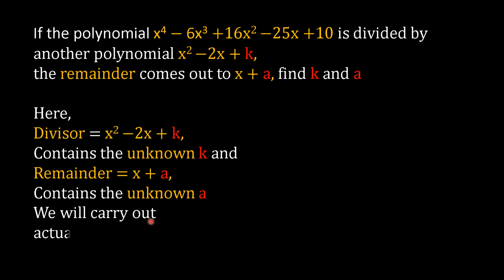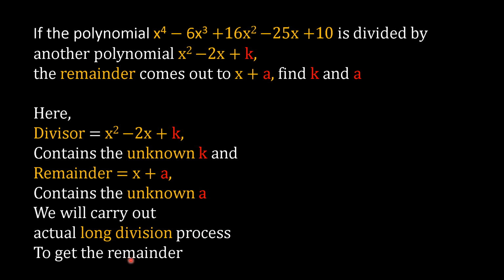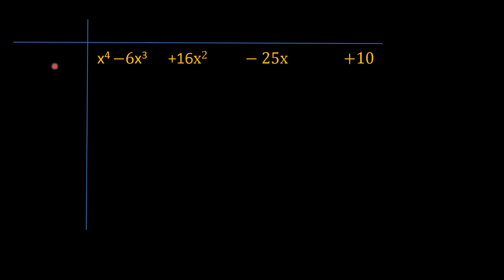We will carry out the actual long division process to get the remainder, and from that remainder we will try to find out the values of k and a. Now let's begin the long division process. First the dividend, then the divisor. First we will divide x raised to 4 by x squared, which gives us x squared, which we write here.